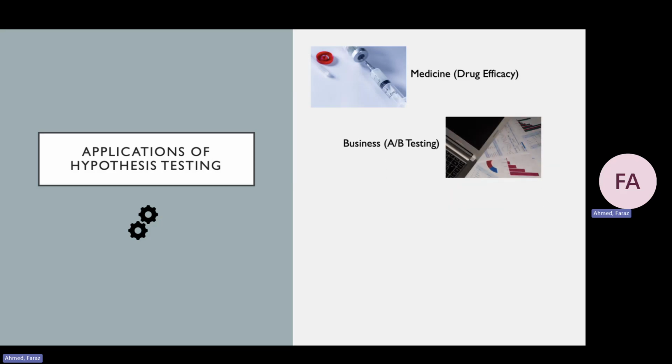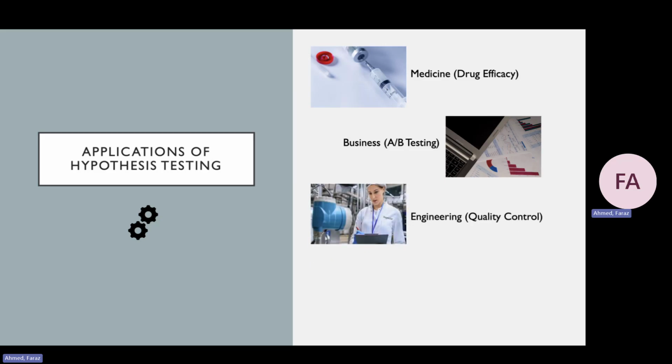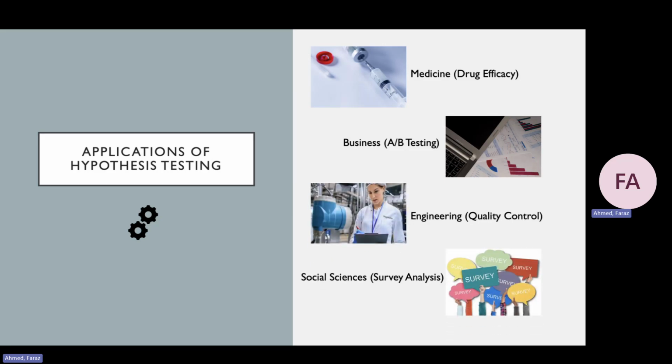Now, let's see the applications of hypothesis testing apart from data science. Hypothesis testing is widely used across fields: in medicine to verify drug efficacy, in business for A/B testing, in engineering for quality assurance, and in social sciences to analyze the survey results. Its versatility makes it invaluable for data-driven decisions.